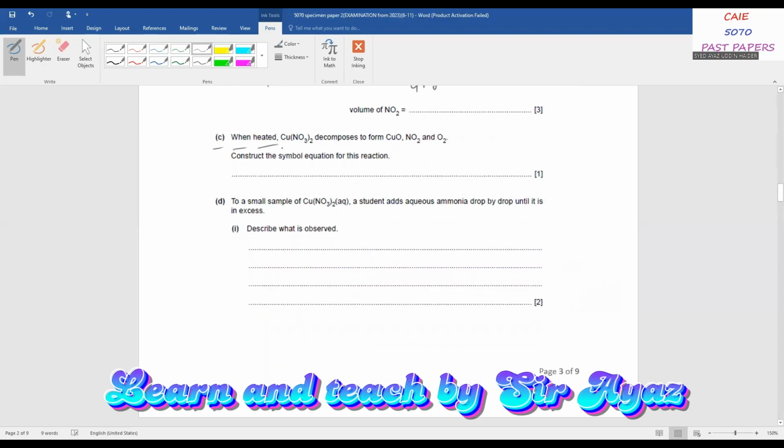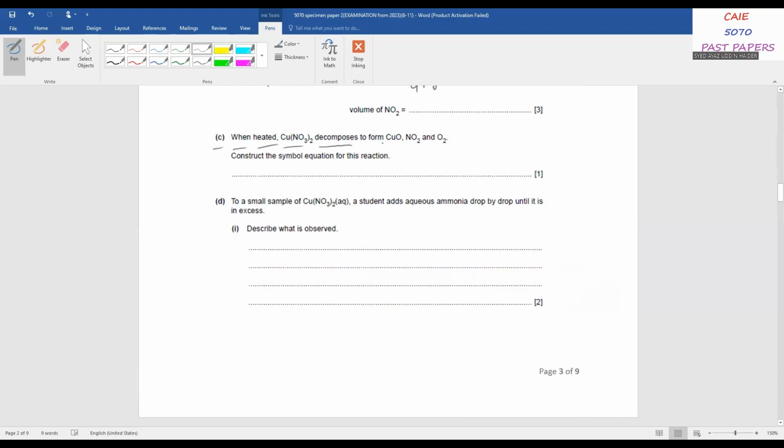When heated, CuNO3 decomposes to form CuNO2 and O2. Construct the symbol equation for this reaction. You have to write the balanced equation. We know the formula of the reactant CuNO3. It's a decomposition reaction and produces CuO plus NO2 plus O2.